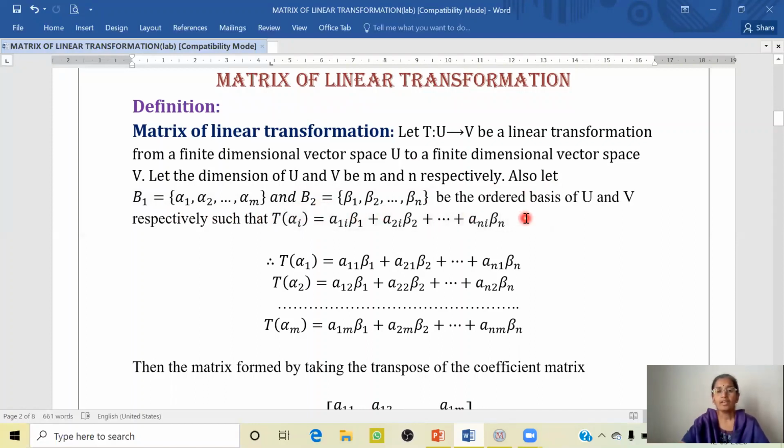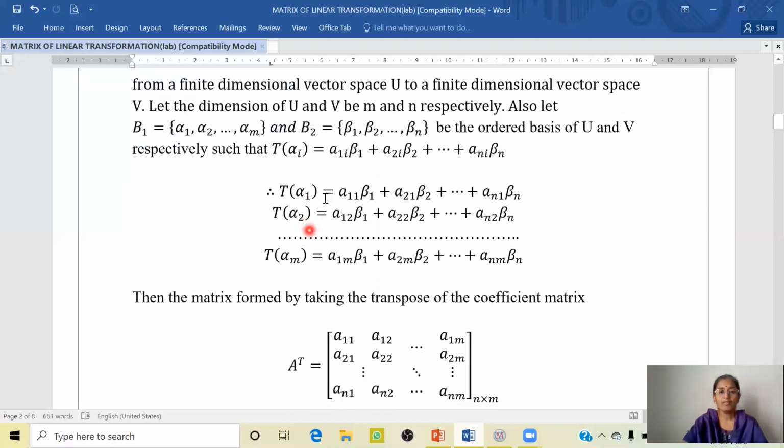be the ordered bases of U and V respectively, such that the image of alpha i, T(alpha i), is equal to a1i beta 1 plus a2i beta 2 plus ... plus ani beta n, because beta 1, beta 2, ..., beta n are the basis elements of V, and T of alpha i is an image under T, so it belongs to V. So when we write the images of alpha 1, alpha 2, ..., alpha m, we can express them in terms of beta 1, beta 2, ..., beta n.